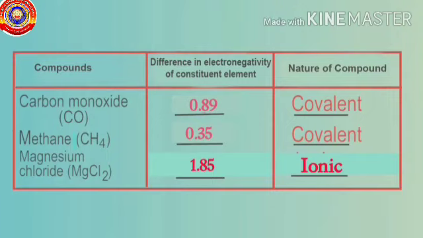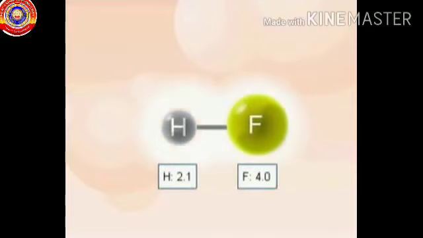Let's see what happens when the atoms become highly electronegative. Look at the example hydrogen fluoride. Here the electronegativity value of hydrogen is 2.1 and that of fluorine is 4. Since fluorine is highly electronegative, it attracts the shared pair of electrons towards itself and it acquires a partial negative charge, delta negative, and the hydrogen atom develops a partial positive charge, delta positive.